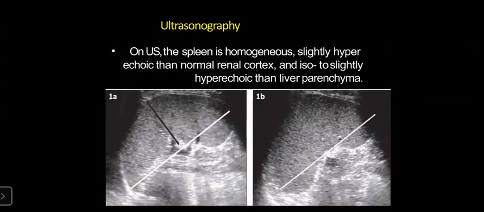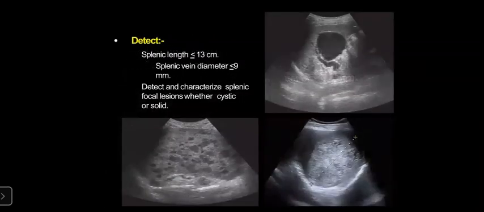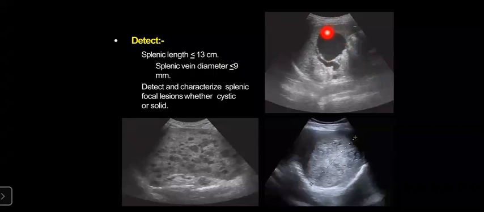Ultrasonography: the spleen is homogeneous, slightly hyperechoic compared to the normal renal cortex and isoechoic to slightly hyperechoic compared to the liver parenchyma. Splenic length is up to 13 centimeters. Splenic vein diameter is less than or equal to 9 millimeters. Splenic artery is about 6 millimeters. It detects and characterizes splenic focal lesions, whether cystic or solid. As a general rule, ultrasound tells us whether it is a cystic lesion or a solid lesion.